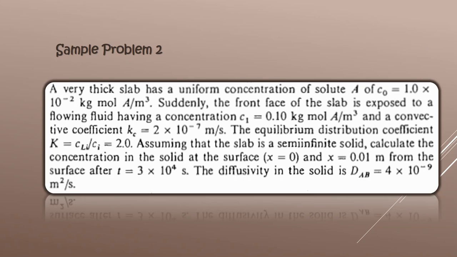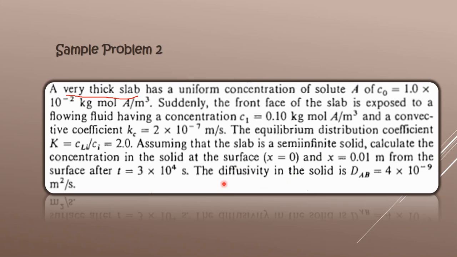Now, we are to assume that the slab is a semi-infinite solid, primarily because of this particular phrase, a very thick slab. So since it's a very thick slab, we are to assume that it is comparable to the geometry of a semi-infinite solid. Now, having this assumption, we are to calculate the concentration in the solid at the surface. So we expect that our diffusion here, the mass transfer, should be coming from a phase of higher concentration to a phase of lower concentration.